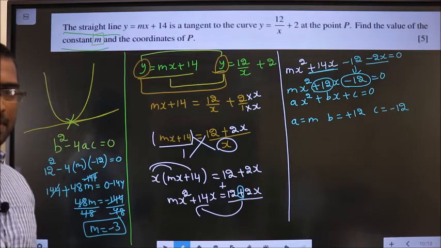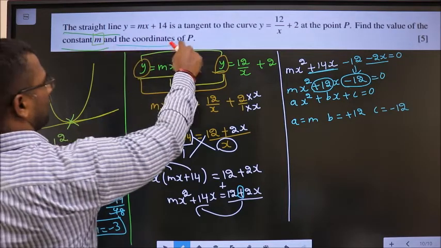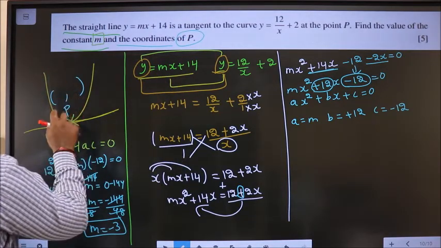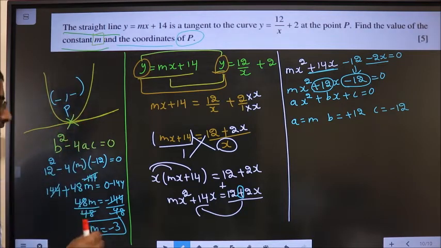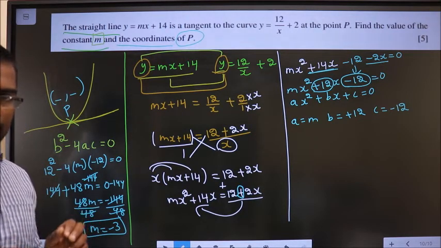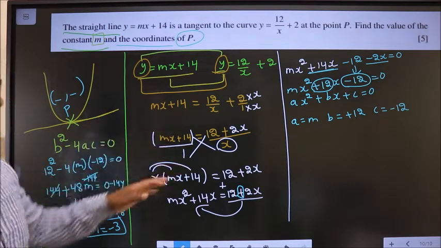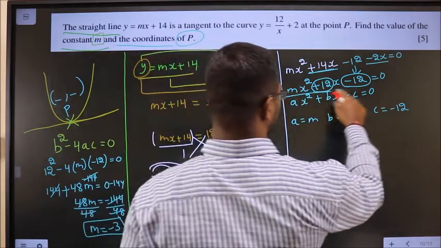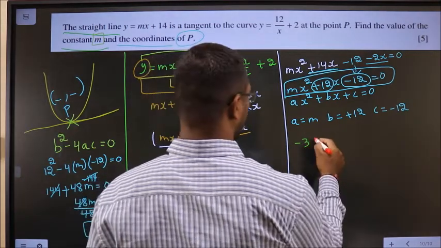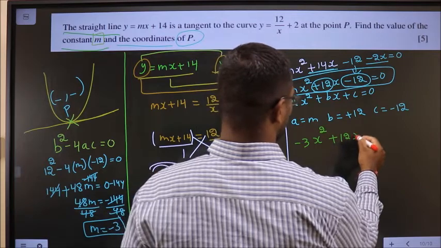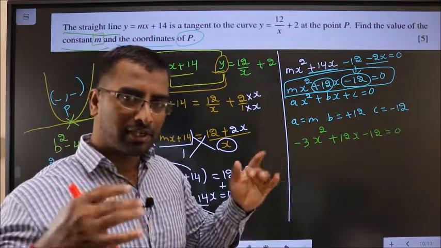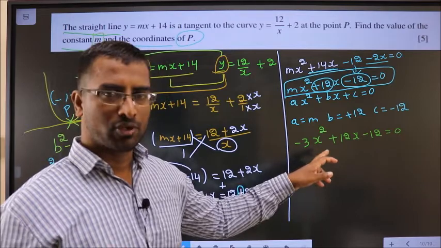Okay. The sum is not yet done here. He is also asking us for the coordinates of P. P is this point where the curve and line are intersecting. So the coordinates of P are nothing but value of x and value of y. So replace this m equal to minus 3. Where should I replace to get the value of x? Look, I realize I should replace in this one, only then I get the value of x. So replace it with minus 3x square plus 12x minus 12 is equal to 0. Clear? For the entire sum, where will you replace to get x? I should replace in this quadratic to get x.